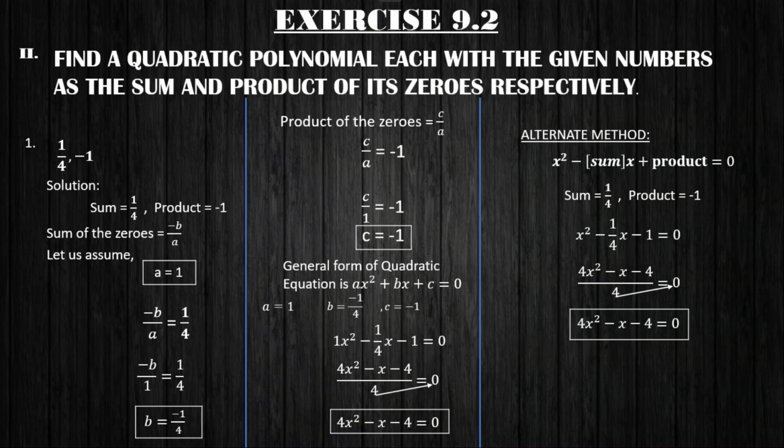Moving on to the second question. The second question is root 2, 1 by 3. Here the sum is root 2 and product is 1 by 3. So as usual, first we need to find out the sum of the zeros. Sum of the zeros is given by minus b by a. Equate the sum with the formula given. That is, minus b by a is equal to root 2.